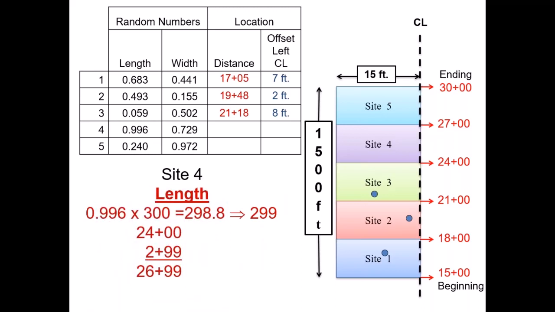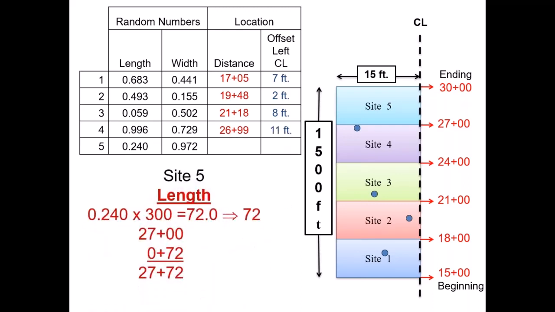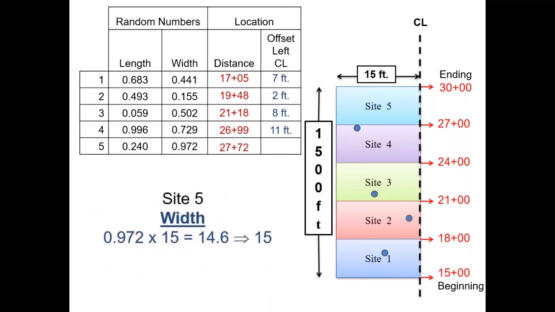4.996 times 300 gives you 298.8. You round that up to 299 feet. Add that on to 24 plus 0, 0 is 26 plus 99. Our width, 0.729 times 15, 10.9, leads us to 11 feet. And as before, whenever you get a number that puts you right on the edge, as this one, 0.972 times 15 gives us 14.6. It rounds up to 15, but we're holding a foot off of an unconfined edge. So we'll pull that into 14 feet.